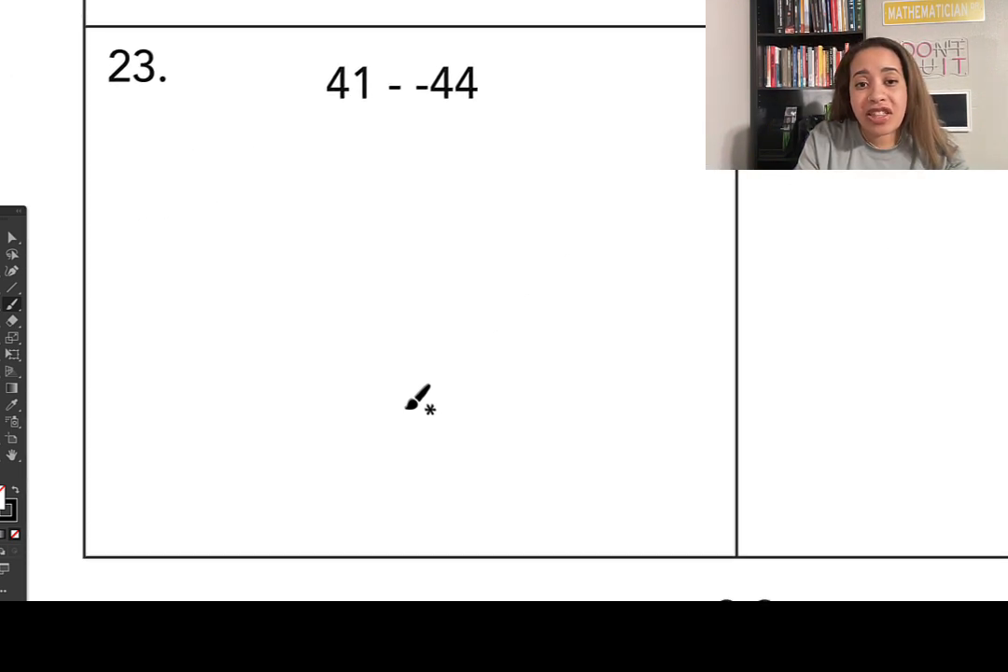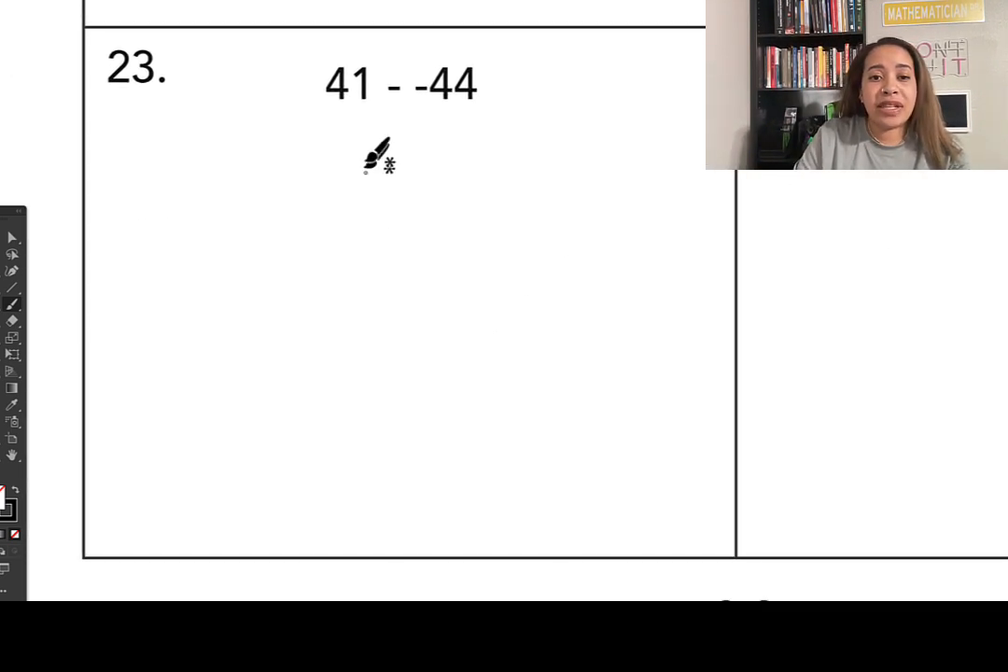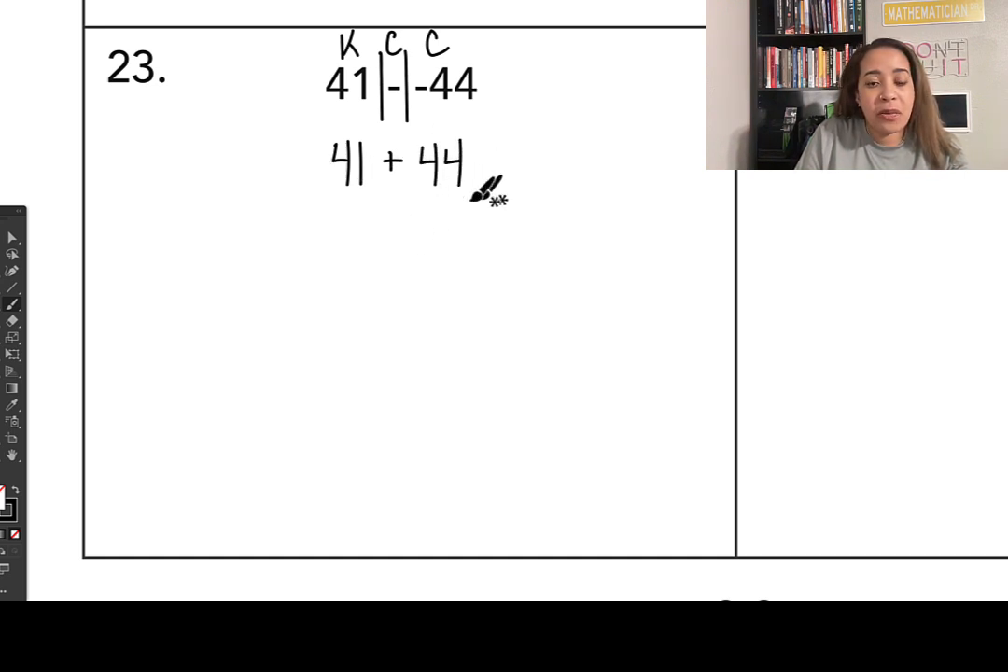So we will start to see that our numbers get bigger, but we still follow the same steps. Every time we see subtraction, we say keep, change, change. So we are keeping our 41, changing from a minus to a plus, and changing from a negative 44 to a positive 44. So this is another one where we just see a regular addition problem and we can add these up. 41 plus 44 is 85.